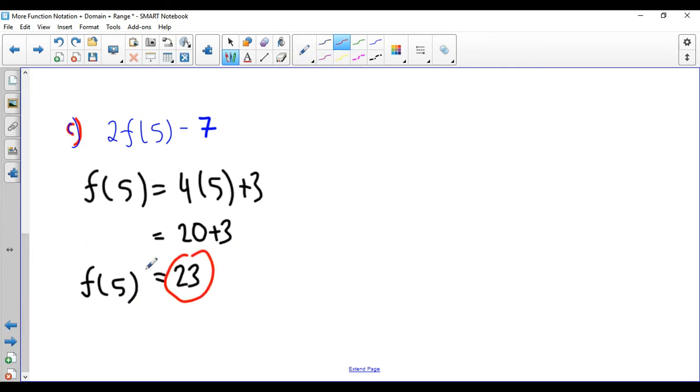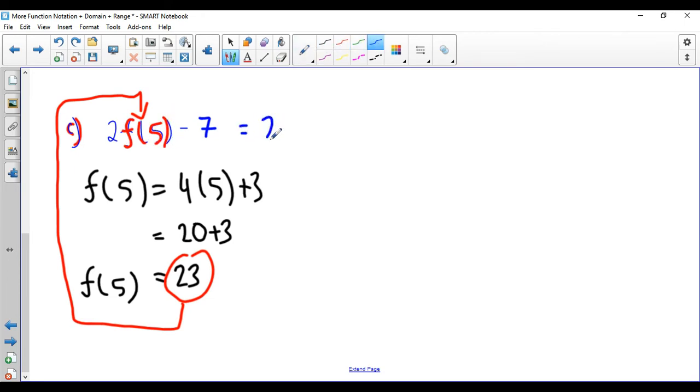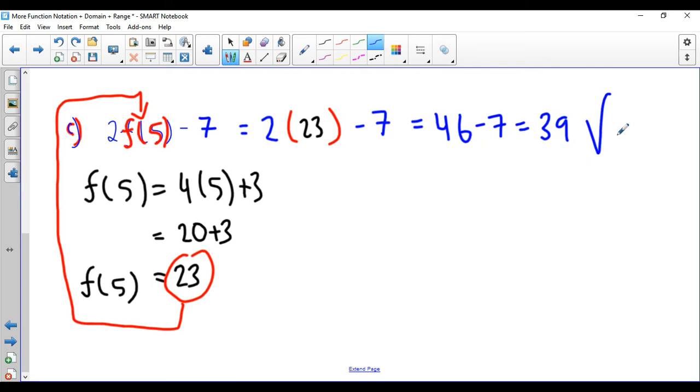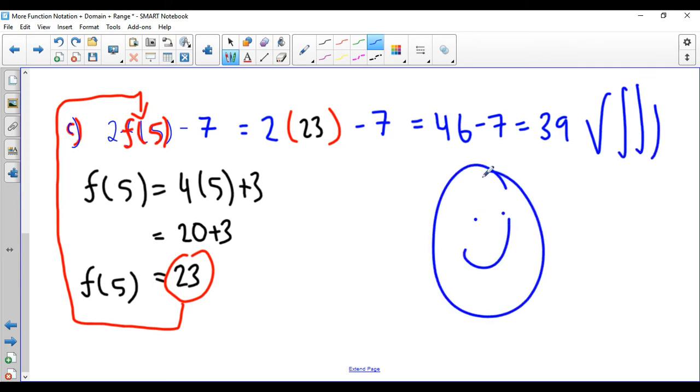So now what we're going to do is we're going to take this 23 and put it in for f at 5. All right. So this is going to be 2 times 23 minus 7. And then we say, well, okay, 2 times 23, well, 2 times 20 is 40. And then 3 times 2 is 6. So this will be 46 minus 7. And that will be 39. Okay, and we're good.